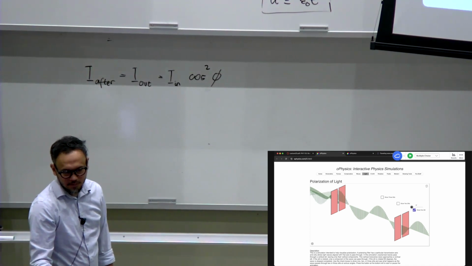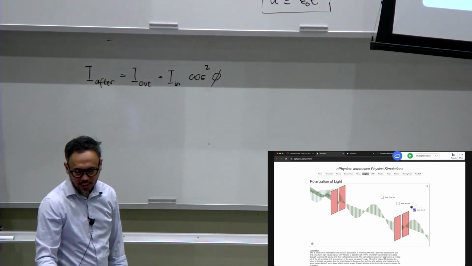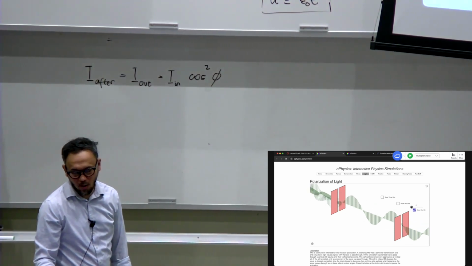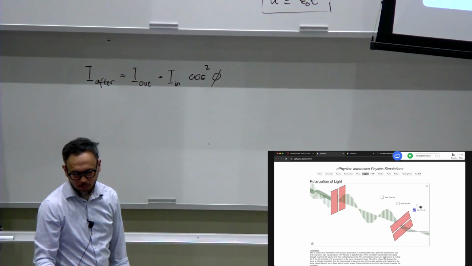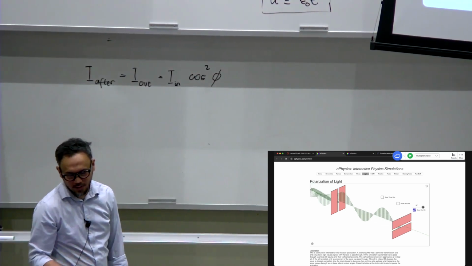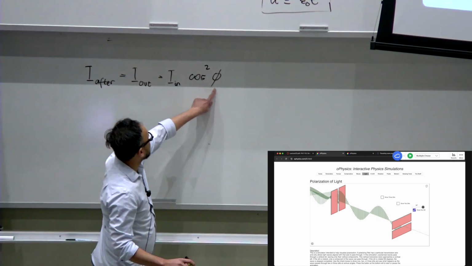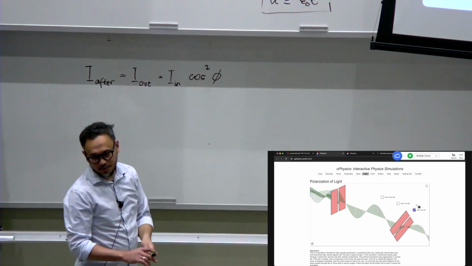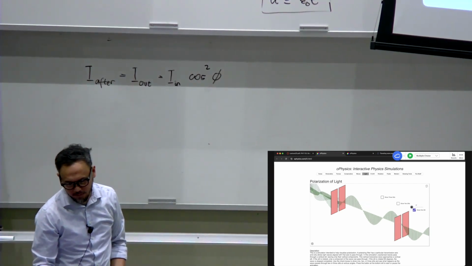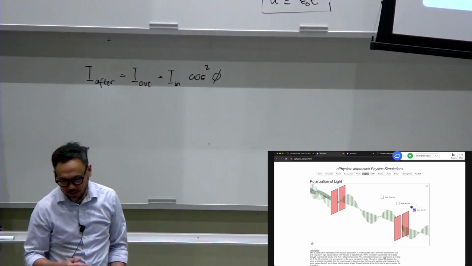If the incoming light, I in, has a polarization that is parallel to the second polarizer, then all the light passes through. But when I rotate the polarizer and it reaches perpendicular, no light passes through. So that makes sense mathematically. If phi is 90 degrees, then cosine 90 degrees is 0. But if you align them, cosine 0 degrees, squared, is equal to 1.